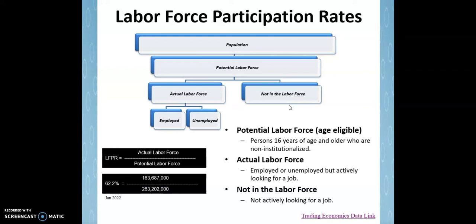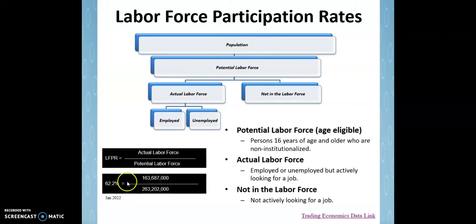You can do calculations to get a sense of what this labor force participation rate looks like and watch how it changes over time. Now here, just for mathematical illustration, we've got January 2022 data. The actual labor force was 163,687,000 in the U.S., and the potential labor force was 263,202,000. Effectively, we're taking the actual labor force and dividing it by the potential. Another way of thinking about it is what fraction of the potential labor force is employed or unemployed. Works out to 62.2.